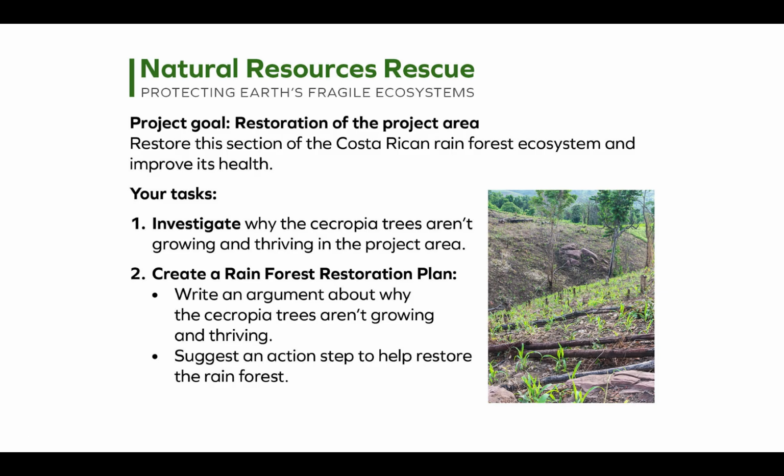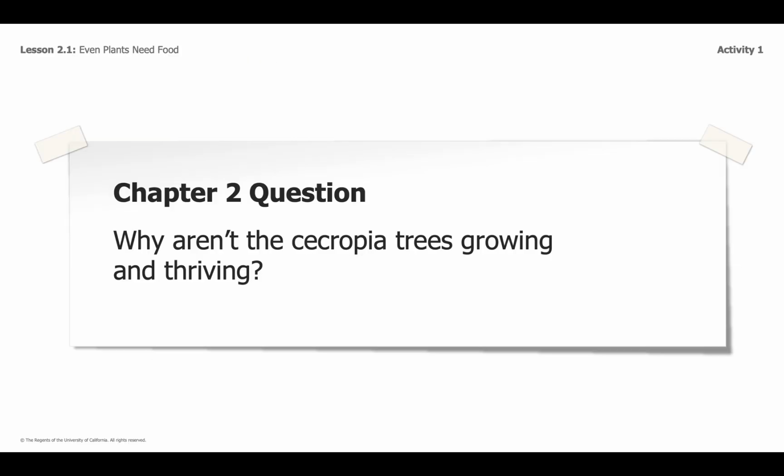So for our project, we are investigating why the Cecropia trees aren't growing and thriving in the project area. And then we're going to create a rainforest restoration plan, similar to how we did with the sloths and the jaguars. When we talk about a restoration plan, what we're actually doing is writing an argument about why the trees aren't growing and thriving, and then suggesting action steps to restore the rainforest.